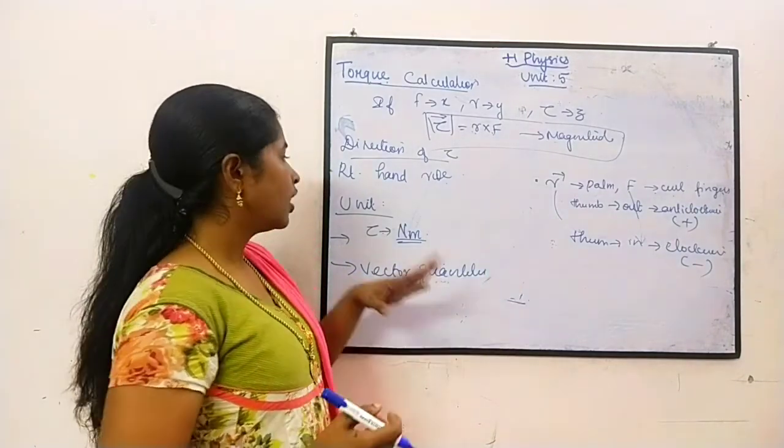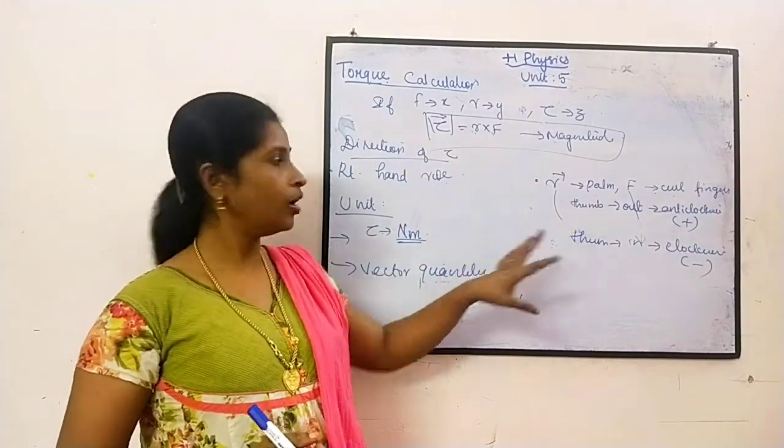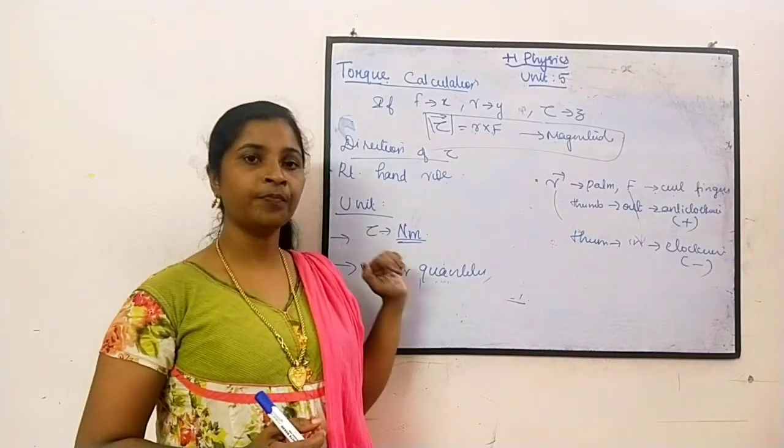I think it's enough. And in order to find out the direction, I have given you a right hand rule, and the unit of torque is Newton meter, and since it is having a direction, it is a vector quantity.